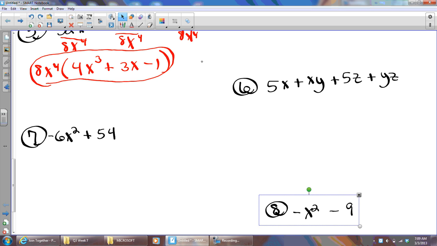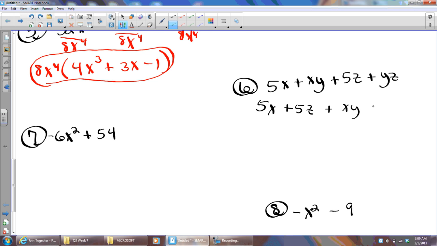Okay, looking at 4 terms, I'm going to go ahead and group. I'm going to rewrite it so that I definitely have a GCF. I like to go 5x plus 5z. And then I'm going to go plus xy plus yz. And I really like this because notice how I have x and then z, and then I have an x and then a z. That's a good thing. It's going to line up pretty nice.